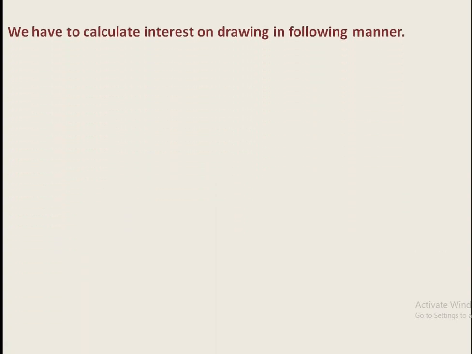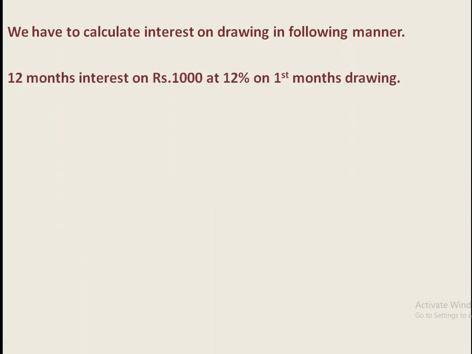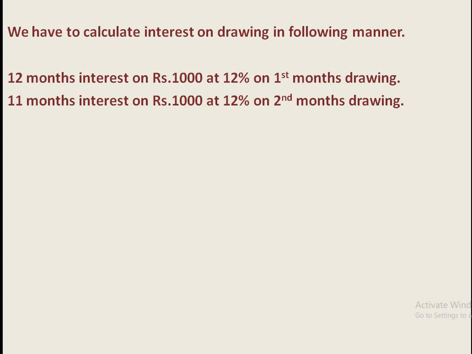We have to calculate interest on drawing in the following manner. As we discussed in the previous slide, 12 months interest on 1,000 at 12%, which is made in the first month. Yes, na? Same, 11 months interest on 1,000, rate is 12%, which drawing is made in the second month.